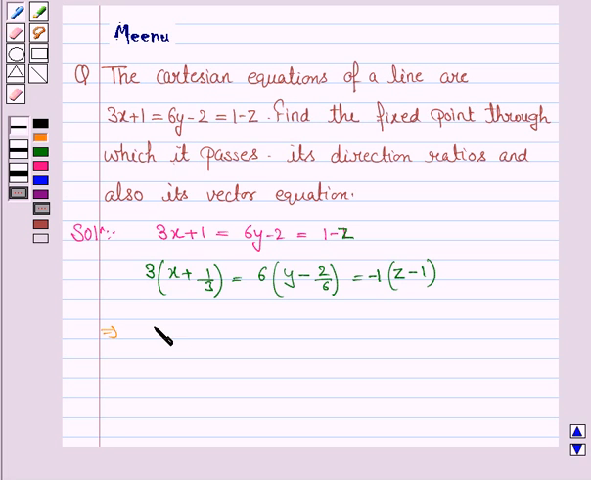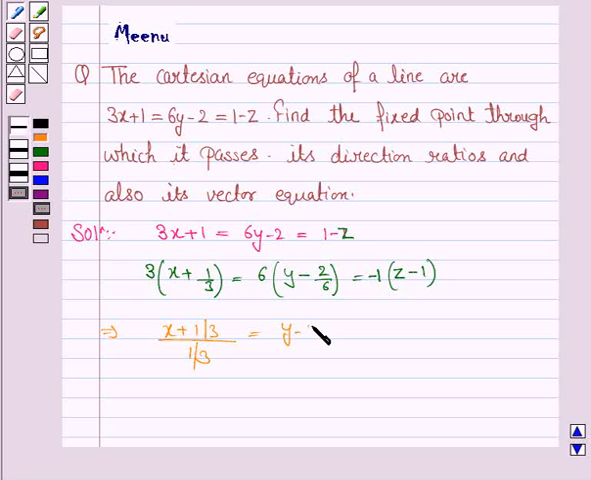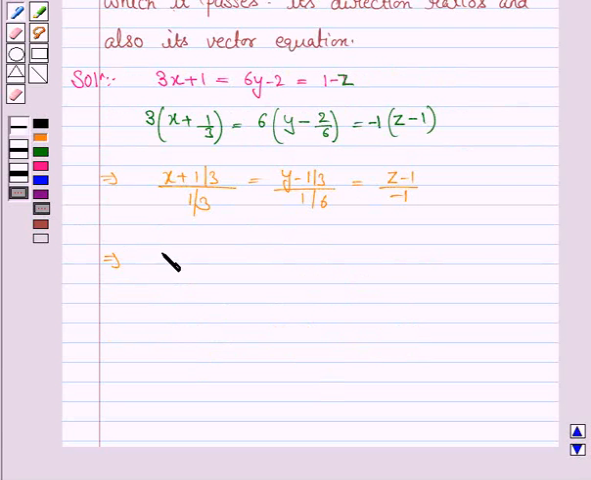Now again this can be written as (x plus 1/3) upon 1/3, and this can be written as (y minus 2/6), and 2/6 is the same as 1/3, upon 1/6, is equal to (z minus 1) upon minus 1. Or again this can be written as (x plus 1/3) upon 1/3 is equal to (y minus 1/3) upon 1/6 is equal to (z minus 1) upon minus 1.